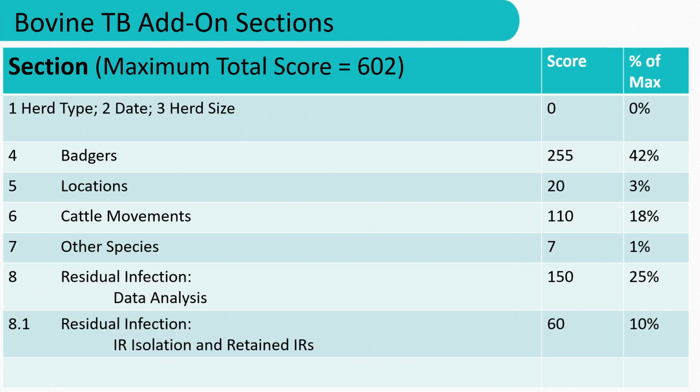This is the bovine TB add-on. The badger score can be reduced to under 10% if biosecurity measures are taken, even if badgers are on the farm. It is now recognised that bovine TB residual infection is very important in many herds. This is reflected in sections 8 and 8.1, which refer to our sister app, RiskRate, which identifies animals with a high risk of TB by analysis of historical skin testing data.